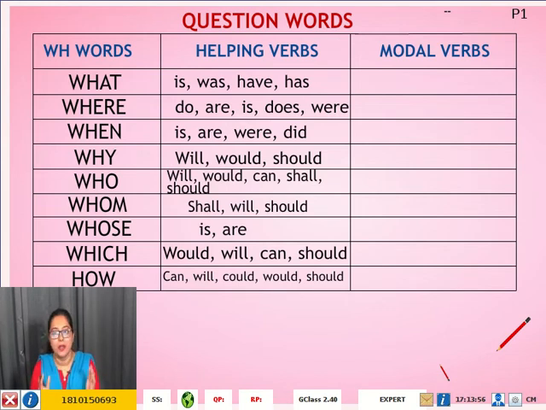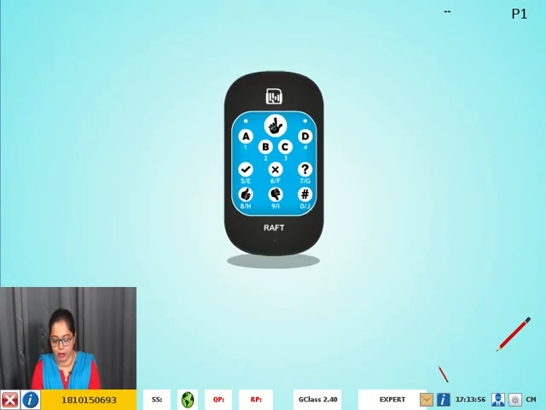Okay. So I hope till here the concept of what WH words are and what helping verbs are is clear, right? I hope till here you have understood. Okay, great. Now we will be looking at what kind of modal verbs are used with a particular WH word and a particular helping verb. Okay, let's have a look at the modal verbs.